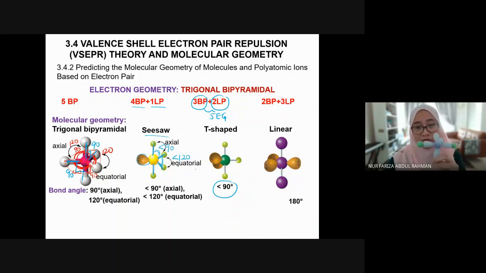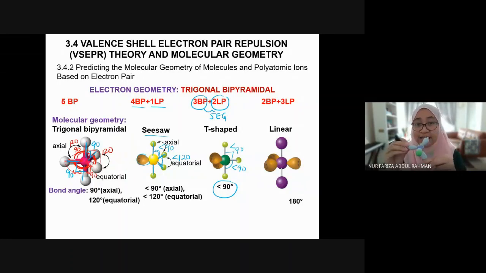Okay, remember when you have the lone pair, so the angle is no longer ideal. Supposedly it should be 90, but now it is less than 90. So this is less than 90, guys. Less than 90, and this is also less than 90. Okay, all right. So T-shape.